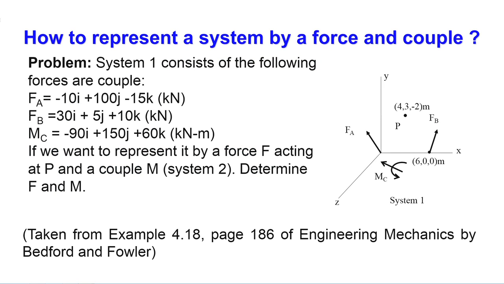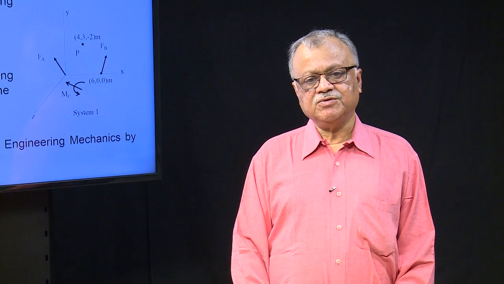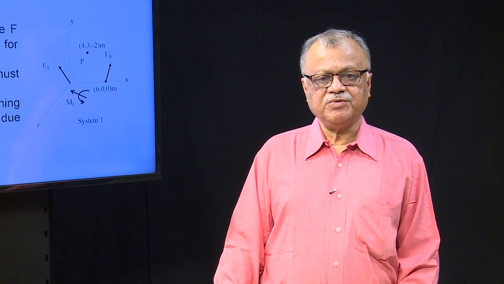Next, another problem is how to represent a system by a force and couple. Here a system 1 is there, with two forces, FA and FB, and one moment MC. We want to represent it by a force F acting at P and a couple M. So, we have to find out F and M. What will be the approach?